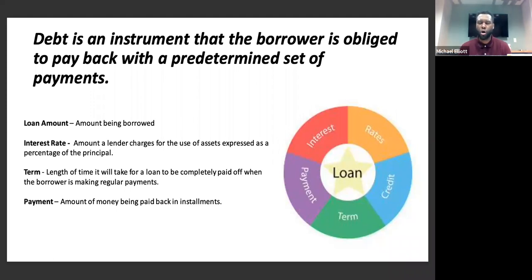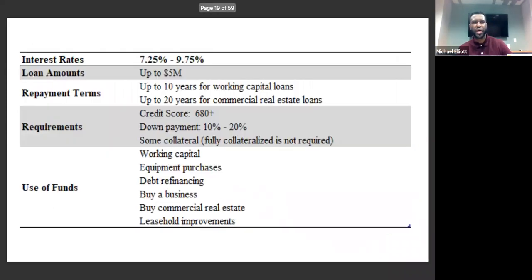Then there's a term that you also want to take a look at. We'll talk about the terms and how they're different from a residential loan. And then lastly, as a developer or an investor, you want to make sure that you're looking at that payment as well. All these factors go into the type of debt and how it's going to be structured as related to your project. Next slide.